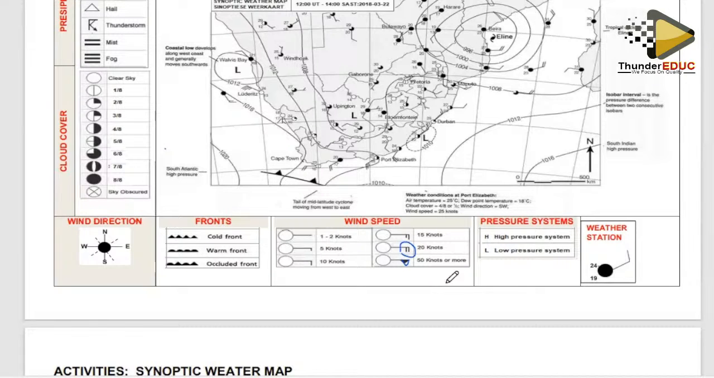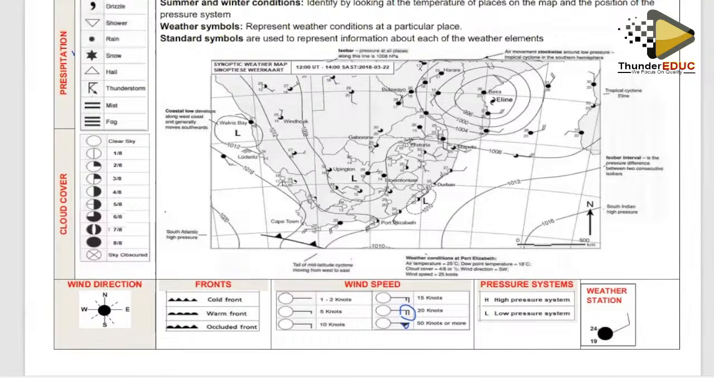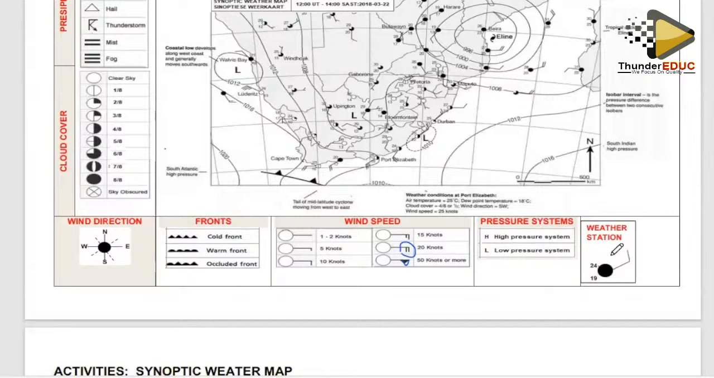Right. Then we move on to our pressure systems. When we talk of our pressure systems, there is a high pressure and a low pressure. If we check wherever we find an H, the H is representing a high pressure, and also an L will be representing a low pressure. Right. So let me try to summarize the weather elements like in this weather station here, and try to figure out and explain to you what it means.